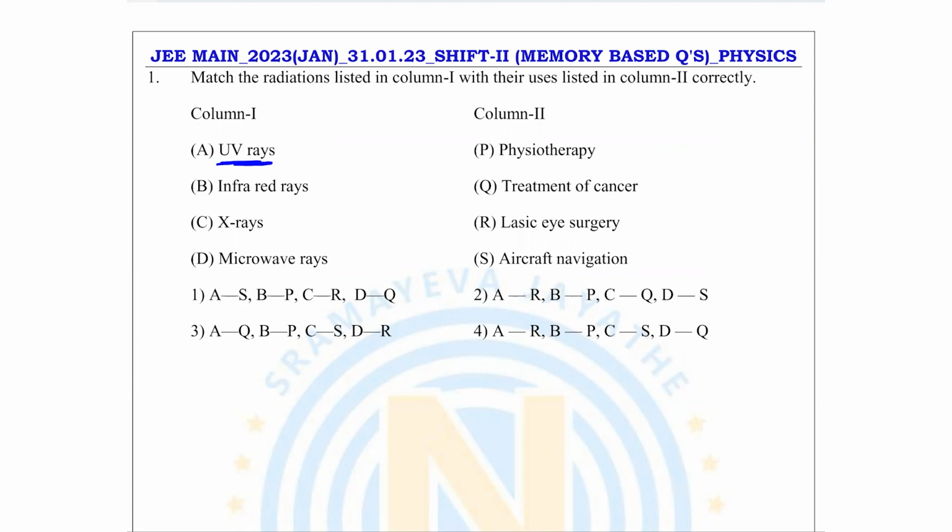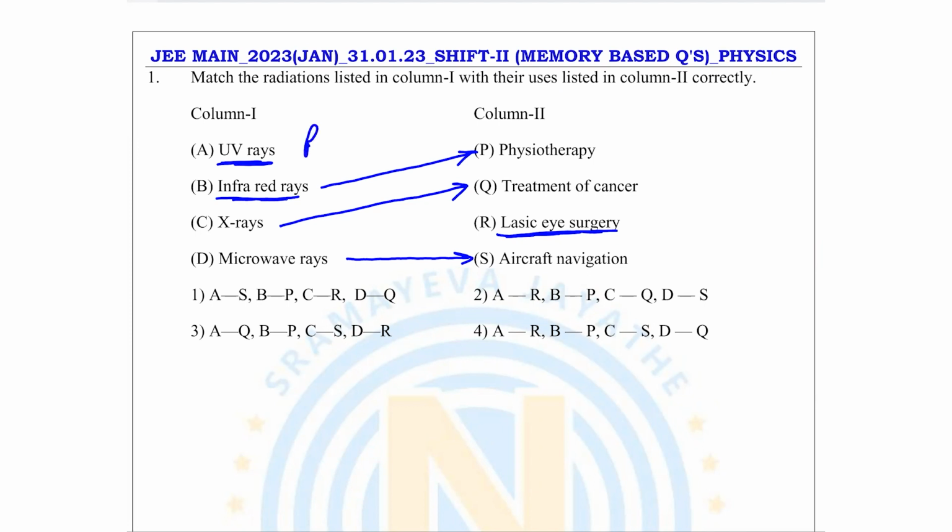So UV rays are used for LASIK eye surgery. You need to refer to your textbook for this. This information is given in NCERT. Infrared rays are used in physiotherapy. X-rays are used for the treatment of cancer, and microwaves are used for aircraft navigation.